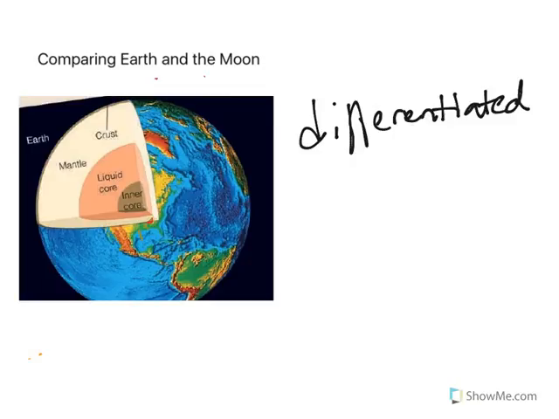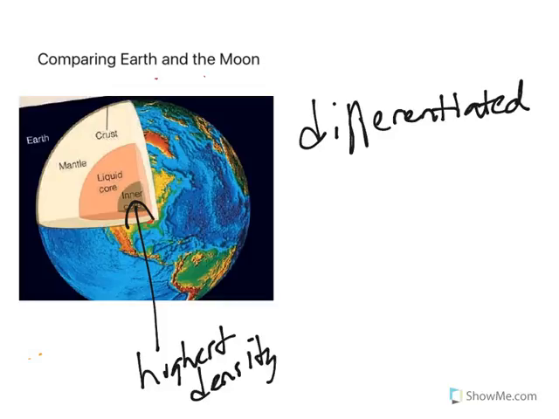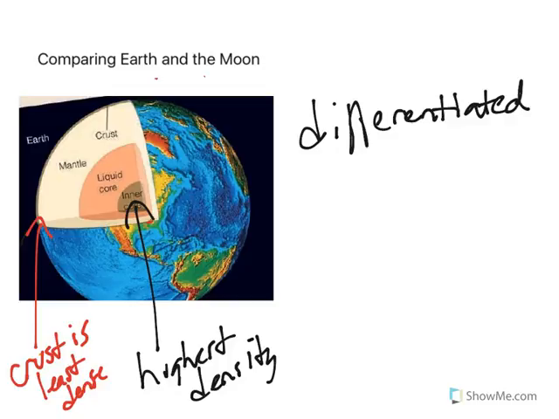Now, as shown, the interior of the Earth has differentiated. It has split into layers, and the layers are defined by density. So the highest density is in the inner core, and the least dense layer is going to be the crust. So the highest density materials sink to the center of the Earth, whereas the lightest materials float to the top. So the crust is the least dense, and the more solid core at the center is the most dense.